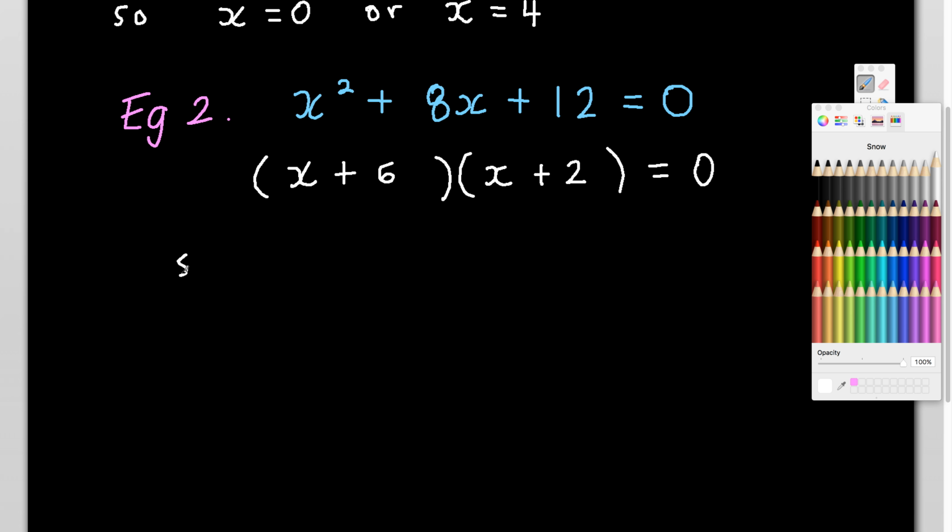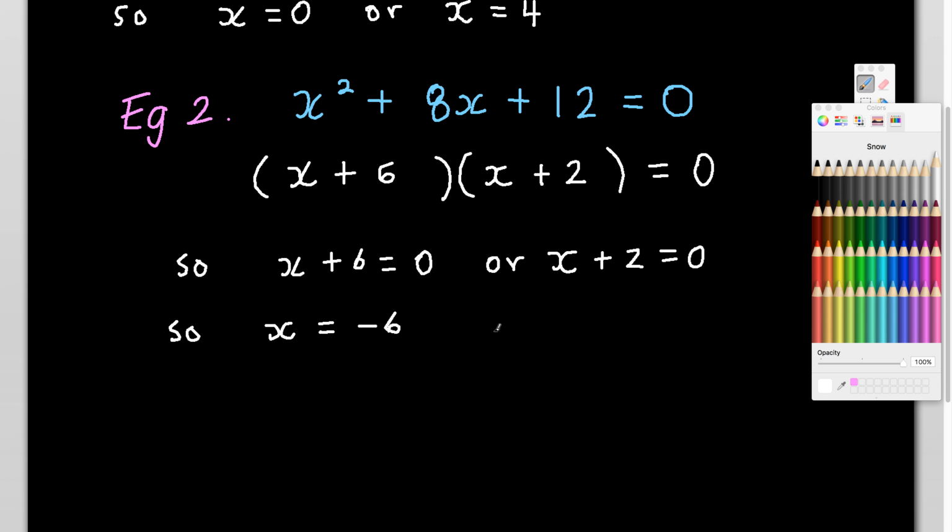So what we say is either this one, x plus 6 equals 0, or the x plus 2 equals 0. We don't leave it there because we want to know what the x value would be. We say x is equal to negative 6 to make that 0, or it could be negative 2.